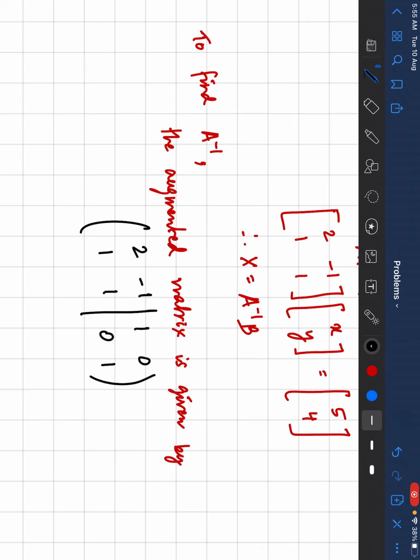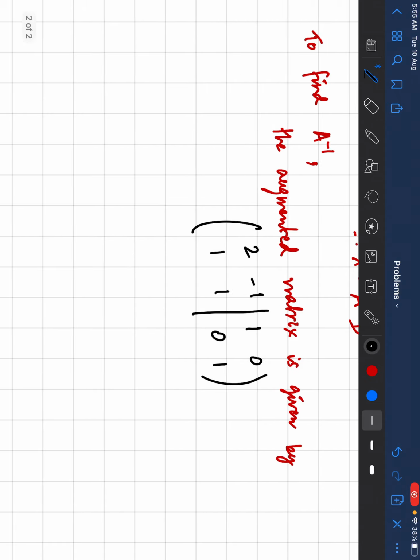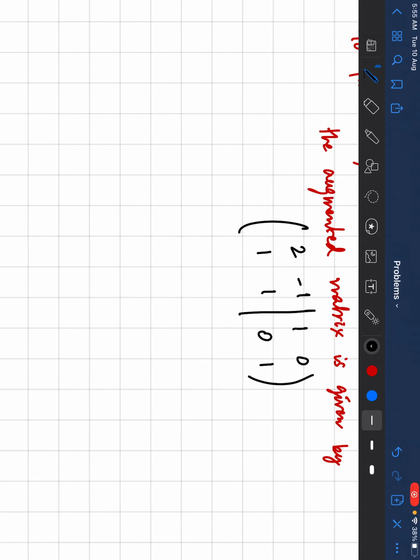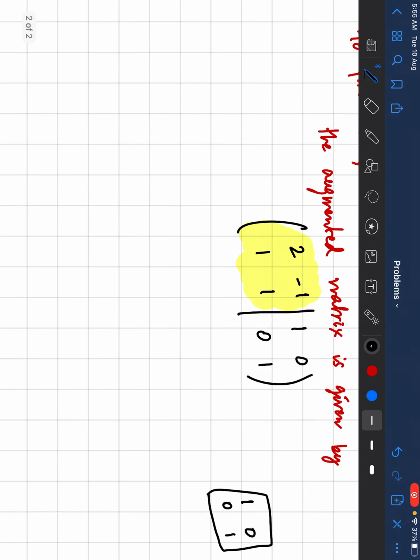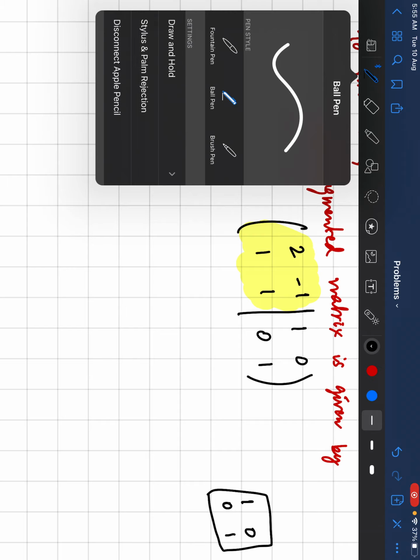Now by doing elementary operations we need to convert it into a certain form, which I will tell you now. You don't have to think about everything. You have to think of operations by which you convert this portion, that is 2, minus 1, 1, 1, into 1, 0, 0, 1. That's what you have to do. Whatever operations you use to convert this 2, minus 1, 1, 1 into this, the same operations we are going to do on this side also.